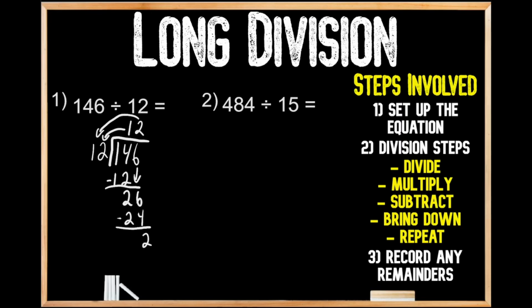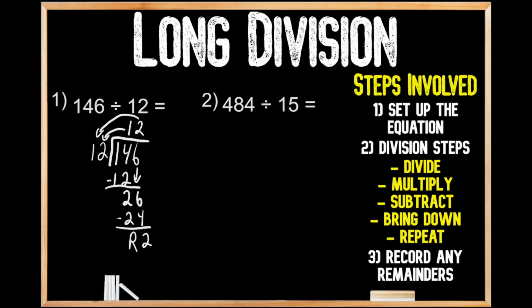So now we can move on to step number 3, which is to record any remainders. So we're going to check to see if we have any remainders. And the remainder is what's left after we've completed our division process. And we can see here that we do have a remainder of 2. So we're going to write an R beside it to show that we have a remainder of 2.